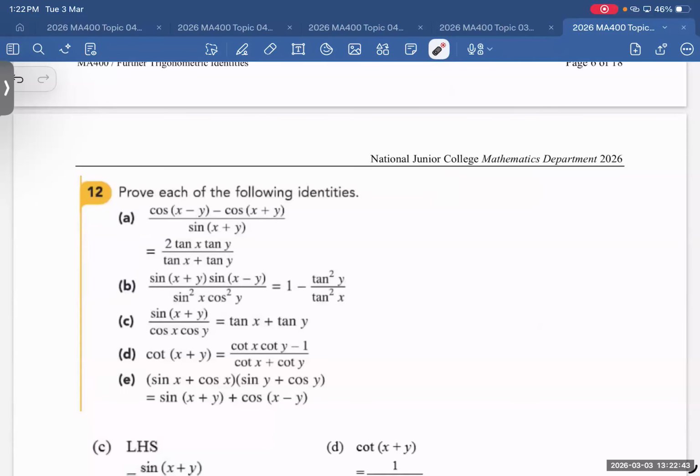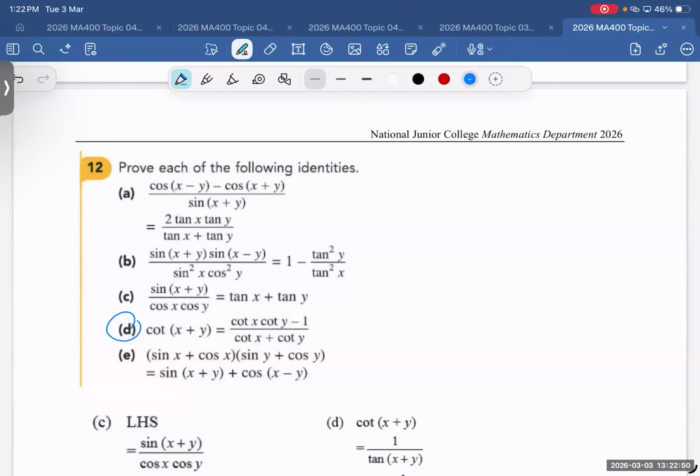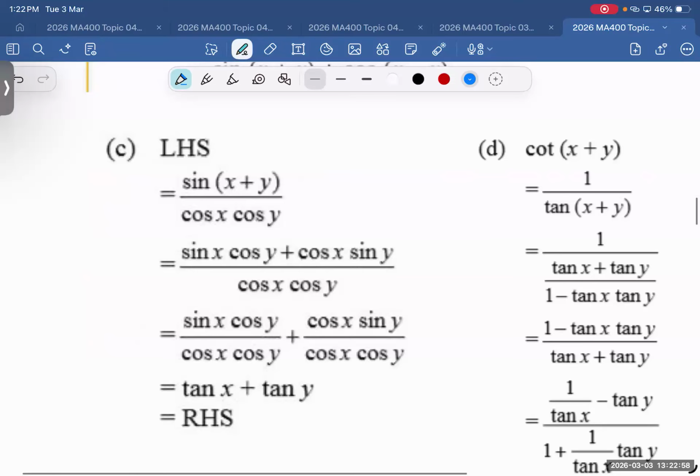Question 12D. Is 12C okay? Calling once. Is 12C okay? If it's okay, you make sure it's not left blank, okay?